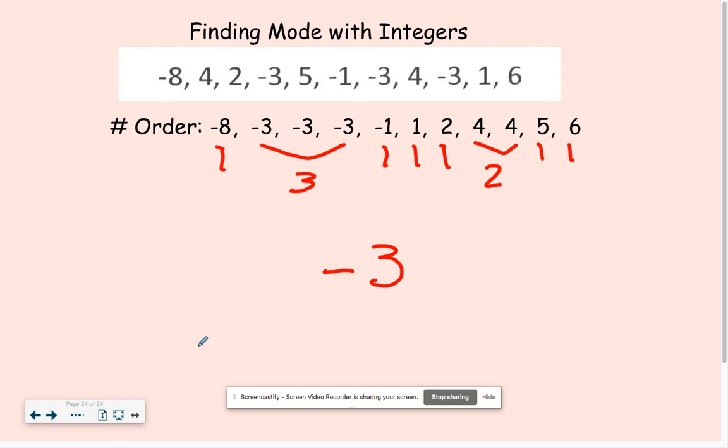Remember, put your numbers in order from smallest to largest, and then see which one shows up the most often. And there you have it. You'll have your mode.